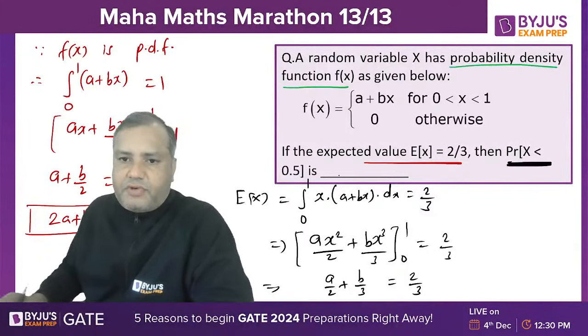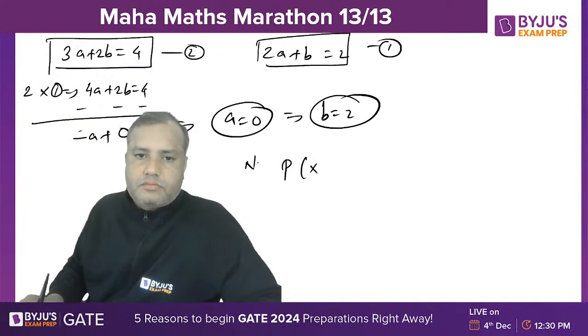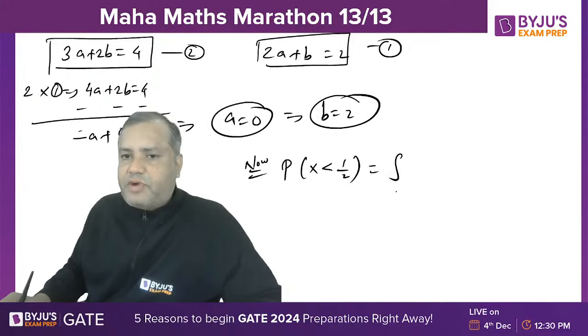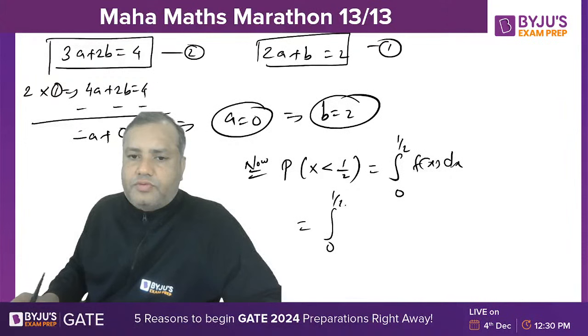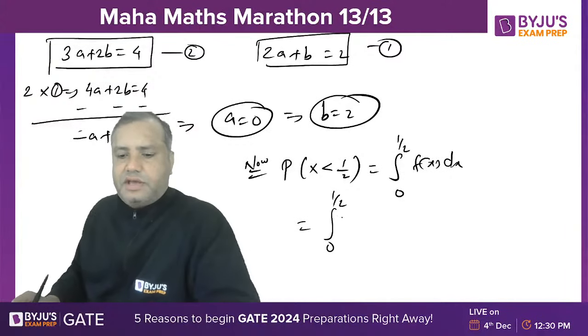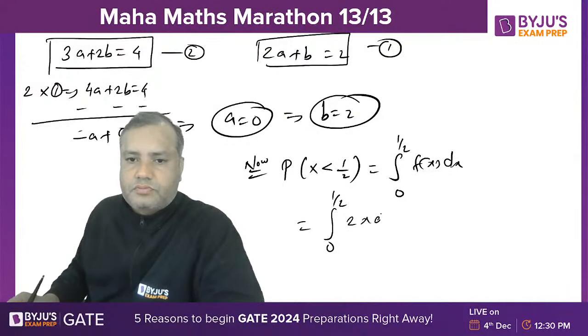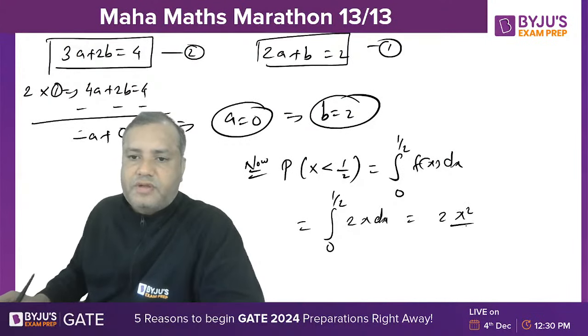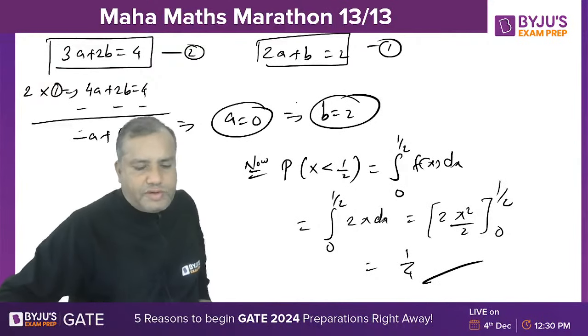We want the probability for x less than 0.5. So x less than 0.5 means integration from 0 to 1 by 2 of f of x dx. What is f of x? a plus bx. a is 0, b is 2. So 2 x squared by 2, limits are 0 to 1 by 2. 2 cancels. 1 by 4 will be our answer. 1 by 4 should be our answer.